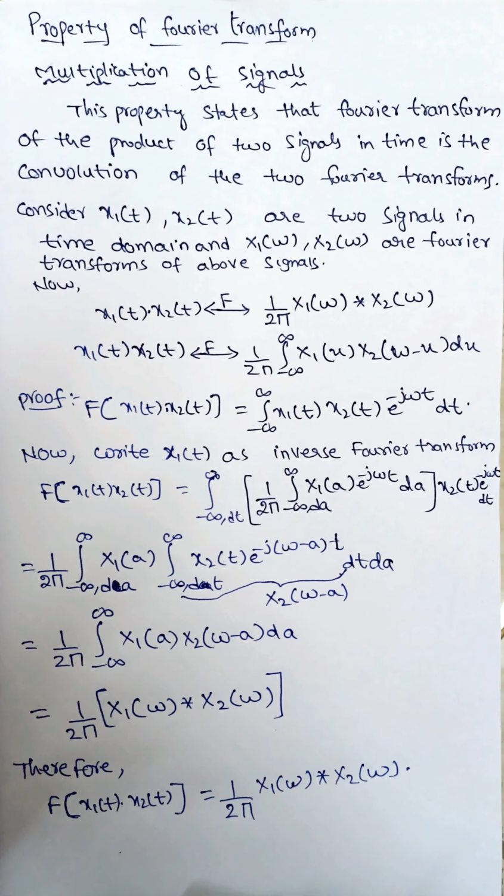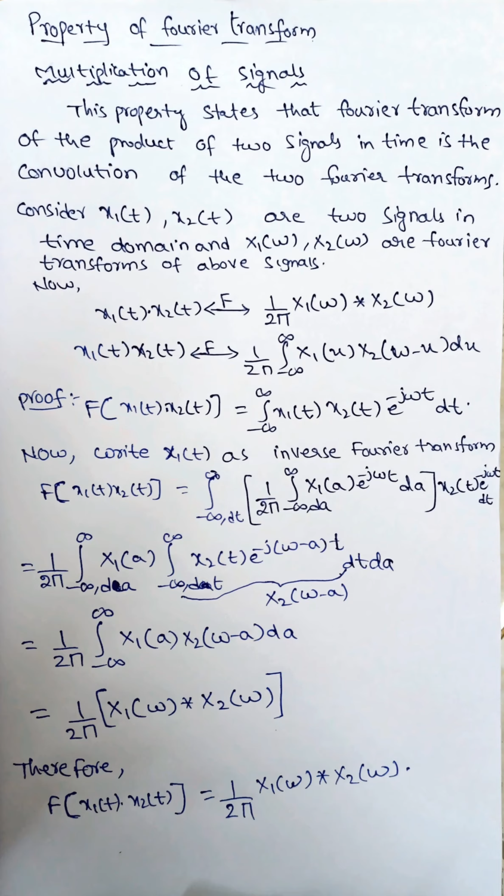Now, the Fourier transform of x1 of t into x2 of t is 1 by 2 pi into convolution of X1 of omega and X2 of omega. This can also be written as 1 by 2 pi into integral minus infinity to infinity capital X1 of u into capital X2 of omega minus u into du.